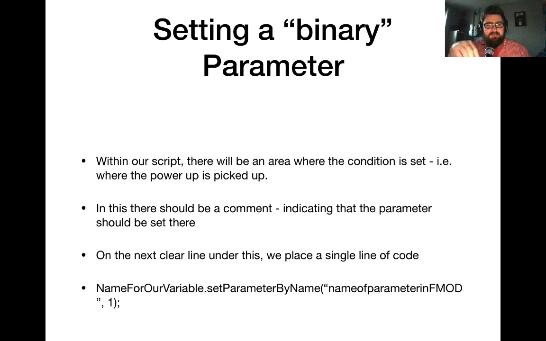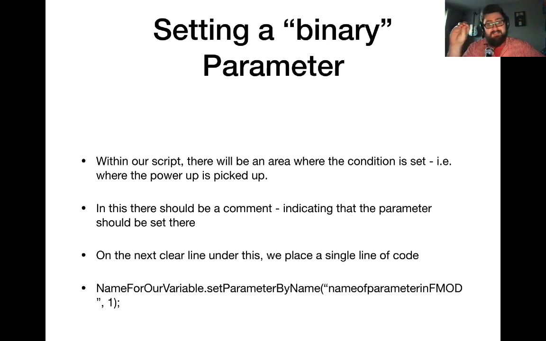I could also set up a binary parameter, one that's just a condition set in a game. So what I'm looking for is something where a power up is picked up. If we go through our script, there should be a comment where that condition is set. So you'll see 2 forward slashes and a grayed out comment, and that should indicate the parameter should be set there. And on the very next clear line under that, I'd place a single line of code that looks very like our last one. Name for our variable, dot set parameter by name, and then in brackets and in quotation marks, the name of whatever the parameter is in FMOD, and then a comma and 1.